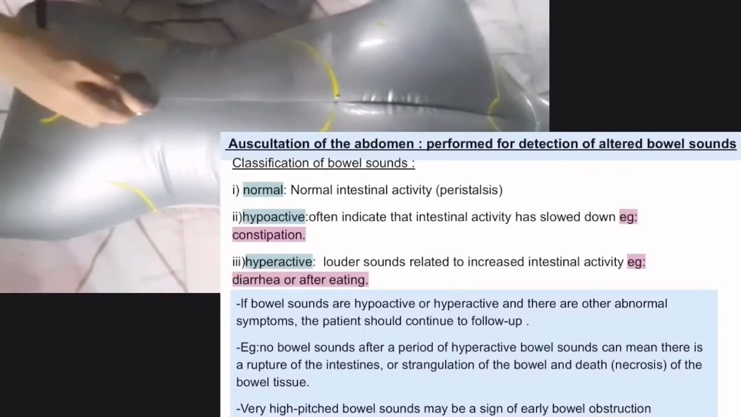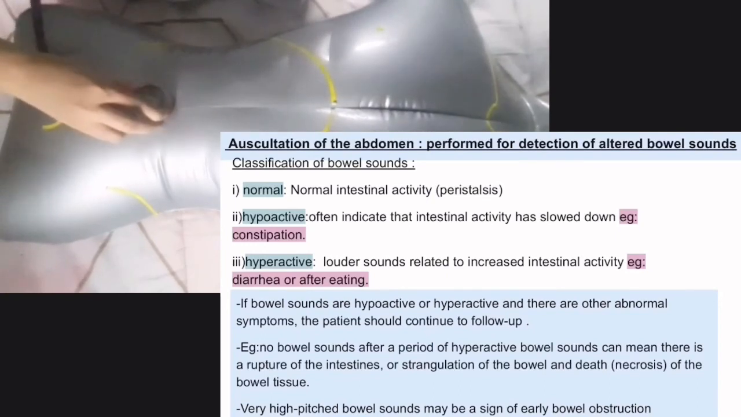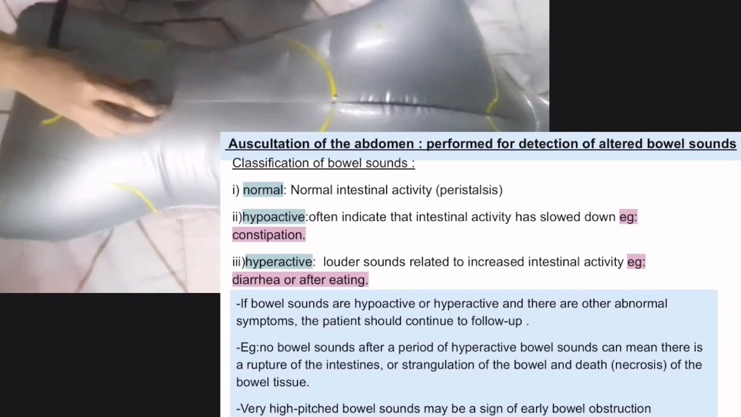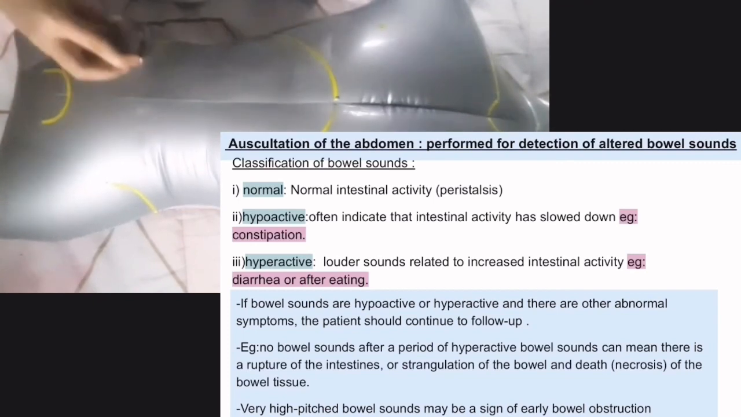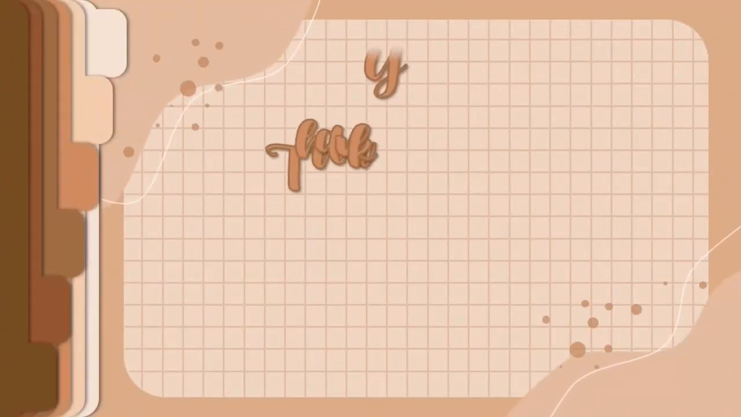Auscultation of the abdomen is performed for detection of altered bowel sounds. The bowel sounds are classified into normal, hypoactive, and hyperactive. If bowel sounds are hypoactive or hyperactive and there are other abnormal symptoms, the patient should continue to follow up. For instance, no bowel sounds after a period of hyperactive bowel sounds can mean there is a rupture of the intestines or strangulation of the bowel and necrosis of the bowel tissue. And also, very high-pitched bowel sounds may be a sign of early bowel obstruction. And that is all. Thank you for watching.